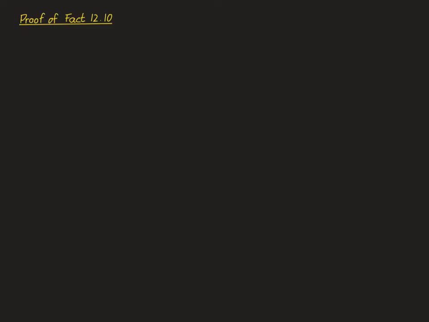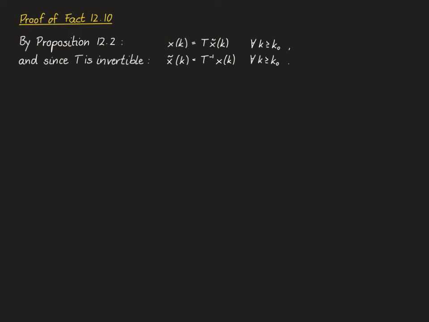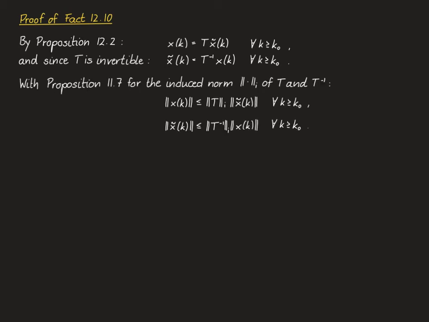For the proof of fact 12.10, note that by proposition 12.2, x of k is equal to T times x tilde of k for all k, and since T is invertible, we also have that x tilde of k is equal to T inverse times x of k for all k. With proposition 11.7, for the induced norm of the linear maps T and T inverse, it follows from the first equation that the norm of x of k is less than or equal to the induced norm of T times the norm of x tilde of k for all k greater than or equal to k0.